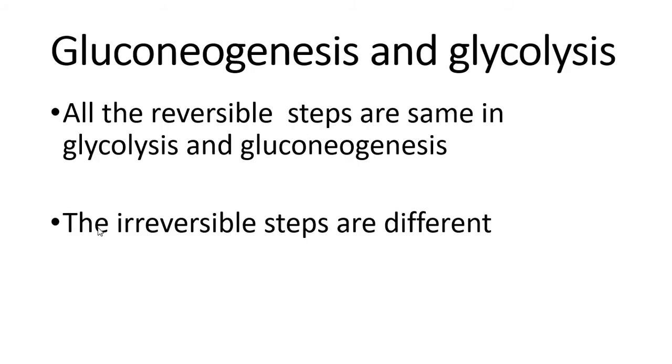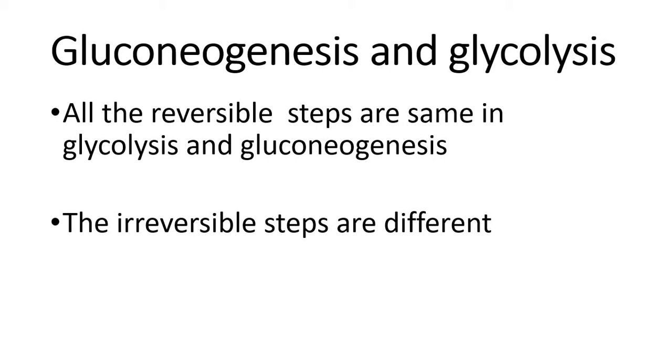By definition, gluconeogenesis is a process of generating glucose from non-carbohydrate sources. In simple terms, gluconeogenesis is a process by which glucose is generated from non-carbohydrate sources. Now we have two opposite pathways, gluconeogenesis and glycolysis. Gluconeogenesis leads to synthesis of glucose and glycolysis leads to degradation of glucose. So these two are opposite pathways.